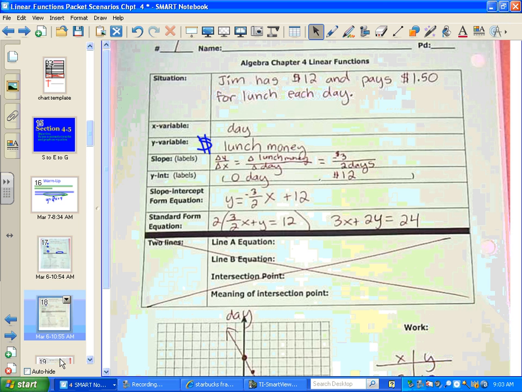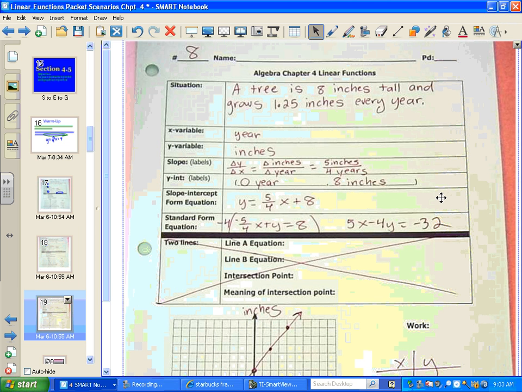Okay, one more. Number 8, this was the tree problem. X is year, Y is inches. Slope is change of Y over change of X. Change of inches over change of year, 1.25. You can think of this as 1 1/4. And if you change your mixed number to an improper fraction, it's 5 over 4. So 5 inches over 4 years. The y-intercept is at year 0. The tree is 8 inches. Slope-intercept form is y equals 5/4 x plus 8. Standard form, 5x minus 4y equals negative 32.